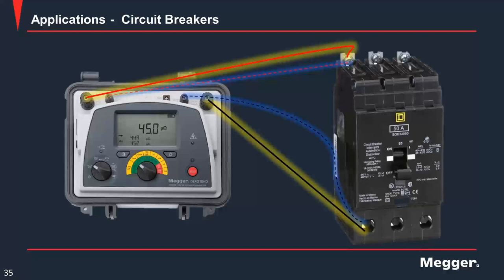Let's go to the application. This is the explanation about the application on circuit breaker testing, using a DLRO 10XD. You can connect the current one, C1, to one of the terminals on the circuit breaker, the second one to this terminal. But you need to make sure the current probe is above the potential probe like this, and also the breaker must be in closed position.